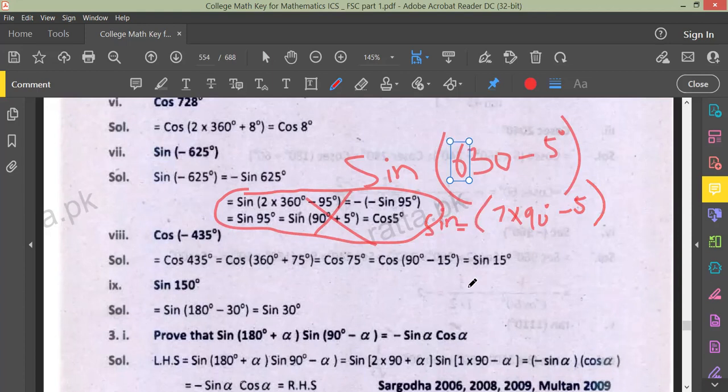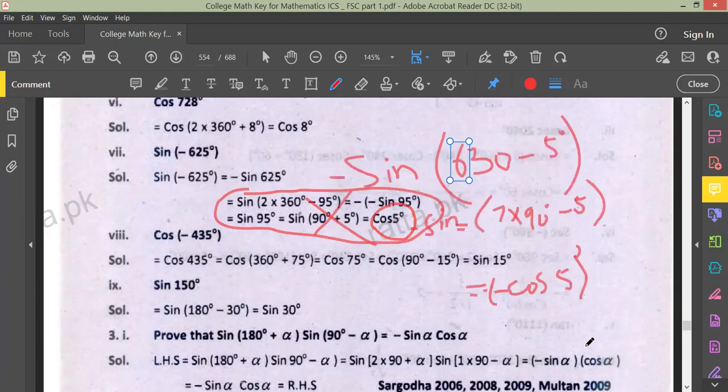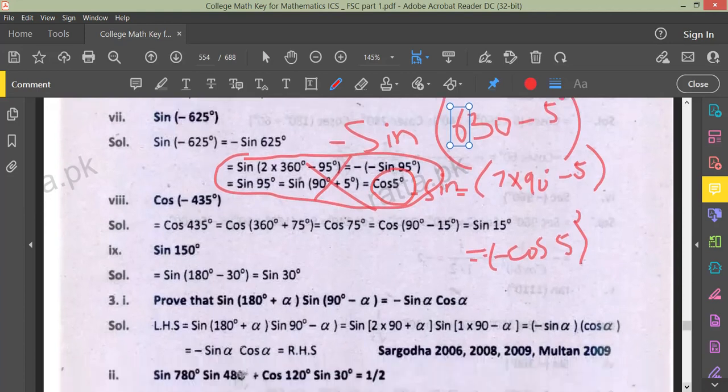So in the fourth quadrant, sine will be negative. So this will become minus. Sine will convert into cos. So this will become cos of 5. And because there was also a minus, minus minus will be positive. So our final answer will be cos of 5. Similarly, other questions can be solved.